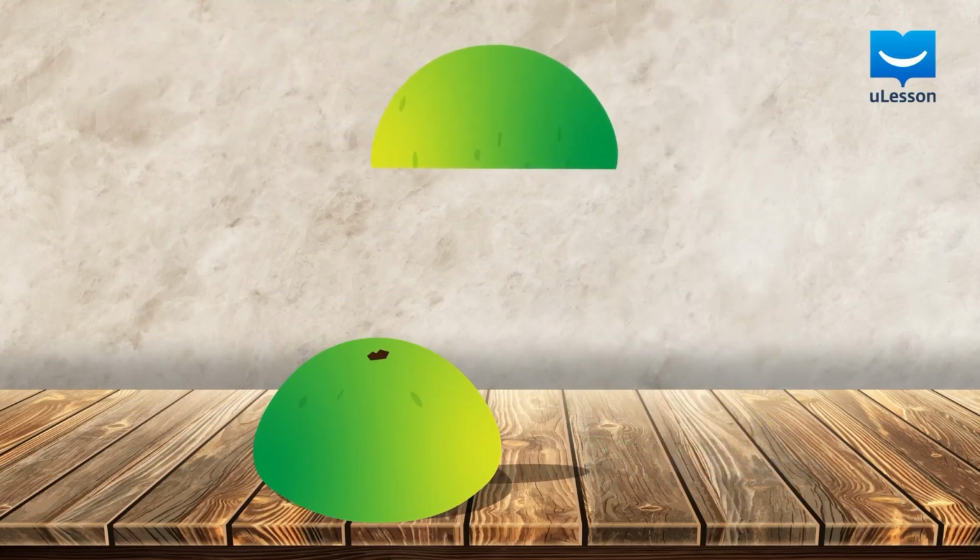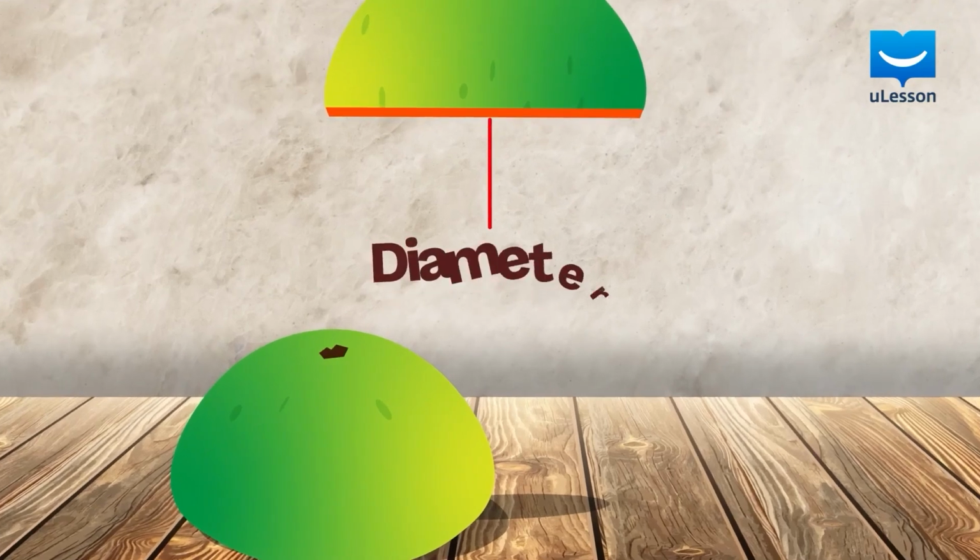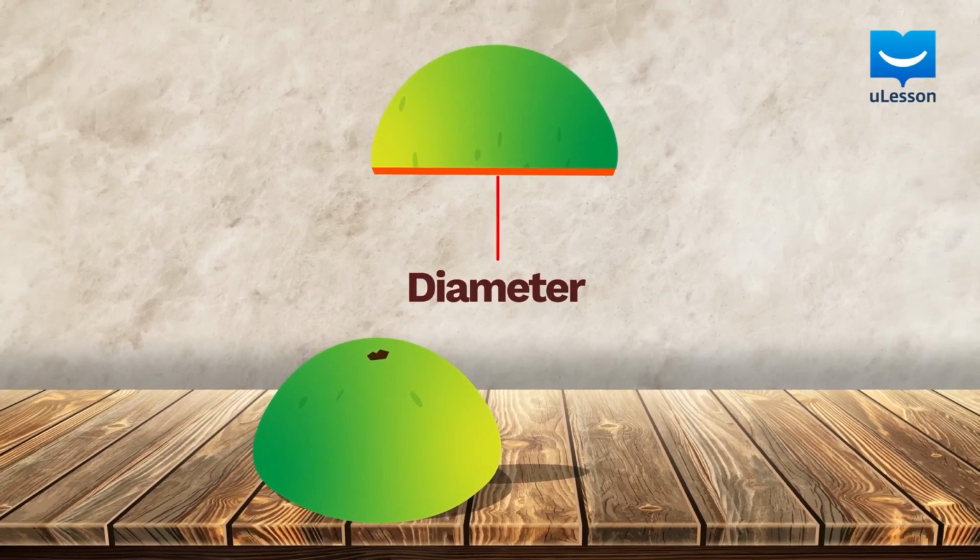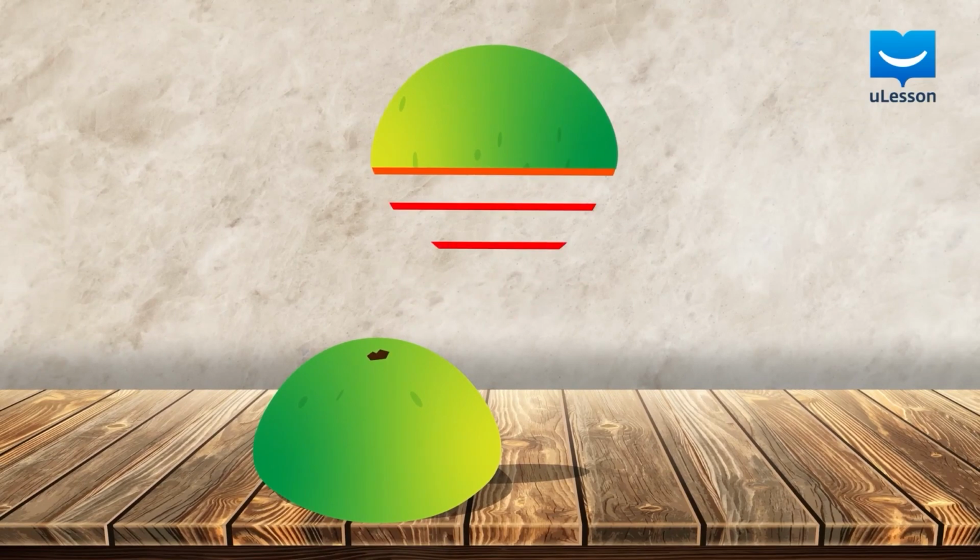Now, do we have a chord? Yes, we do. And it happens to be the diameter because it passes through the center. Amazingly, the diameter happens to be the longest chord in any circle.